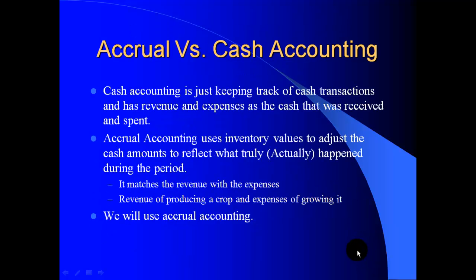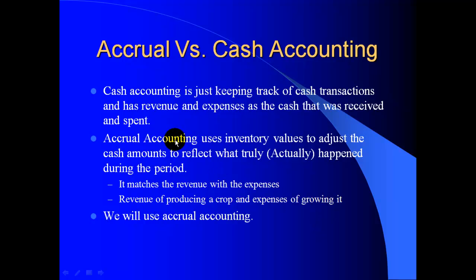Cash accounting is just keeping track of cash transactions, and has revenue and expenses that are the cash that was received. So it's really just checkbook accounting. The problem is it doesn't really give you an accurate idea of how much profit you made from what you did, because they can be distorted.